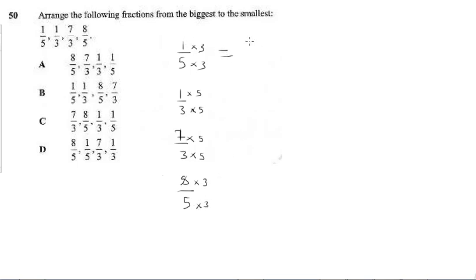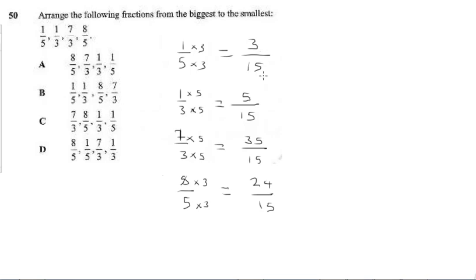So 1 times 3 gives us a 3, over 3 times 5 gives us 15. We move on to the next one. 5 times 1 gives us a 5, over 5 times 3 gives us 15. So you notice that all of them will have a denominator of 15. 7 times 5 gives us 35, over 3 times 5 gives us 15. The last one, 3 times 8 gives us 24, and 5 times 3 gives us 15.